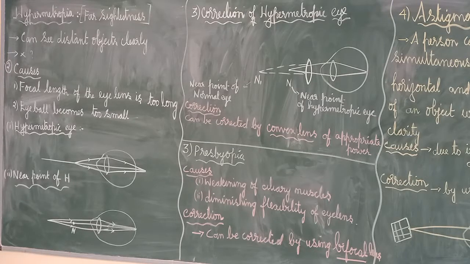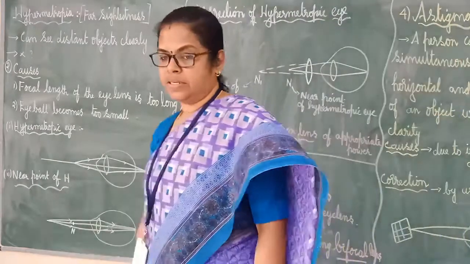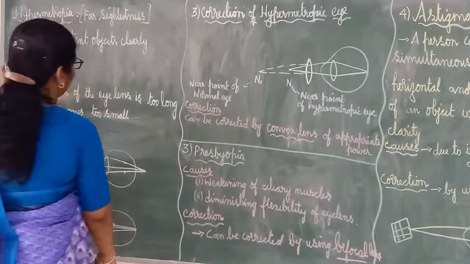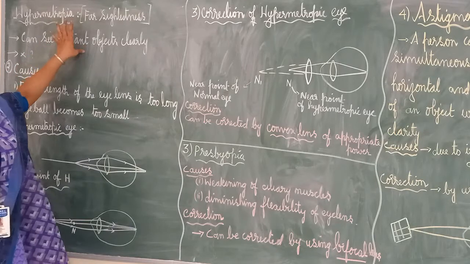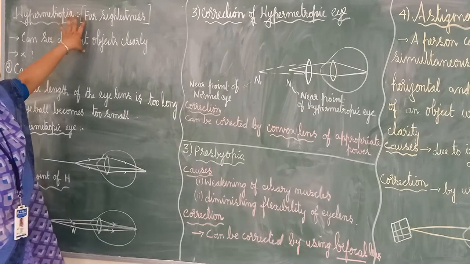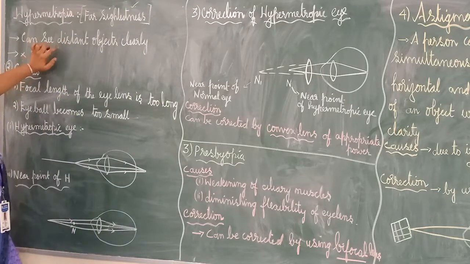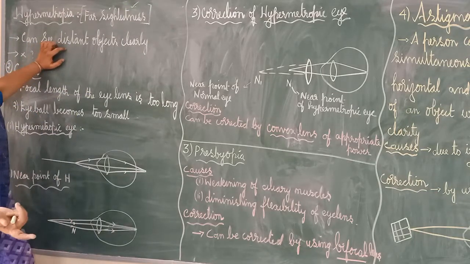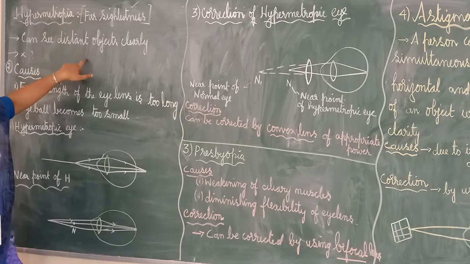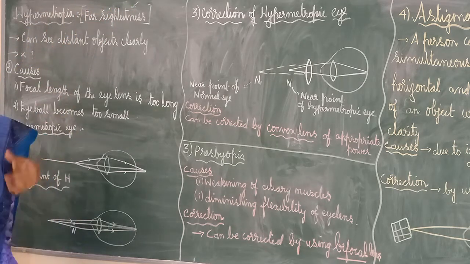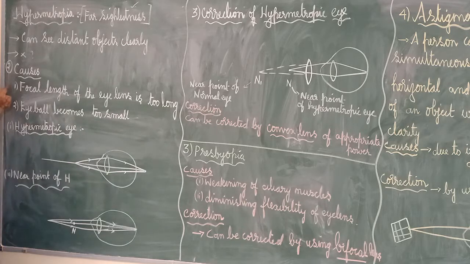Next we are going to see about hypermetropia. We have studied about what? Myopia, right? The next one we are going to see is hypermetropia. Same way, it is also called far-sightedness, opposite to nearsightedness. They can see distant objects clearly, but if you ask them to read, they will not be able to.